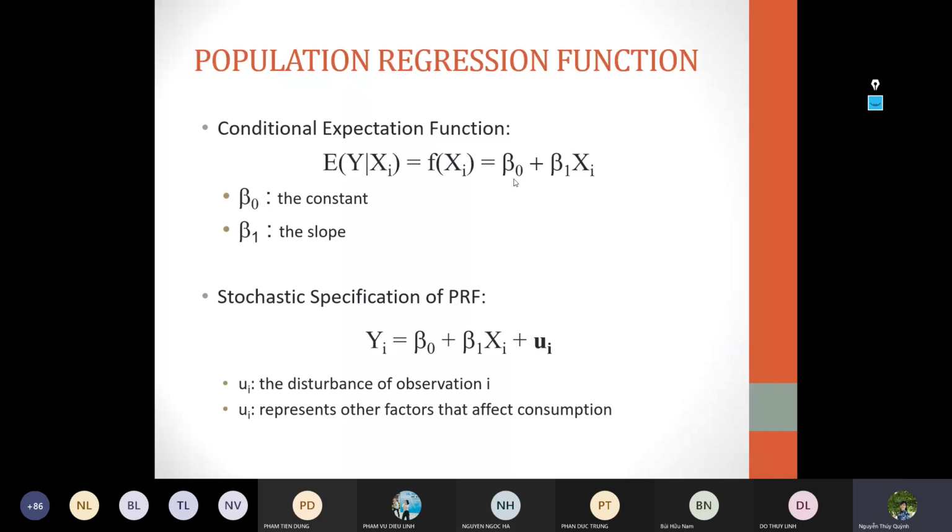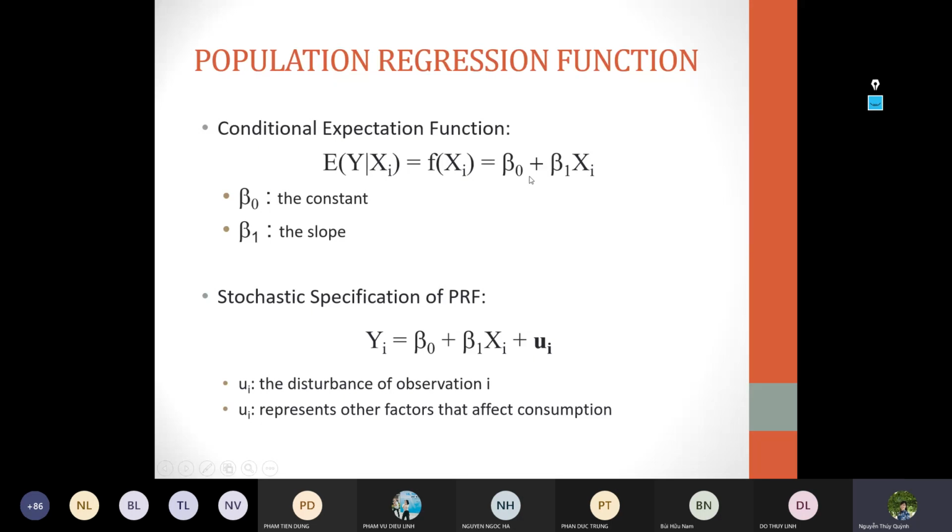All right, so we have the conditional expected value of Y equal to beta 0 plus beta 1 multiplied by Xi, where X is the independent variable, and in this case is the level of income, and Y here is the dependent variable. Expected value of Y given X here is the notation for the conditional expected value of the dependent variable, and in this case is the conditional expected value of the expenditures or the consumption.